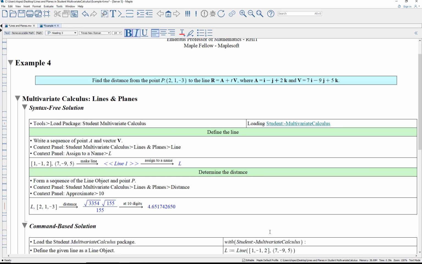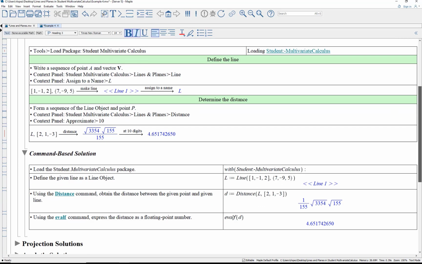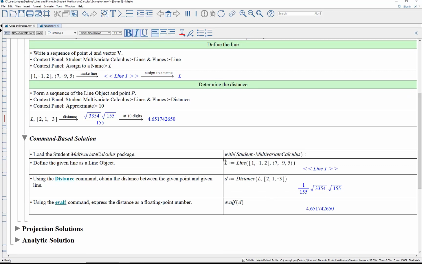Command-based solution would run this way. Load the package using with. Apply the line command to the point A and the vector V. Give it the name L, assignment operator. Then use the distance command. Apply it to the line and the point from which you want to make your measurement to the line.